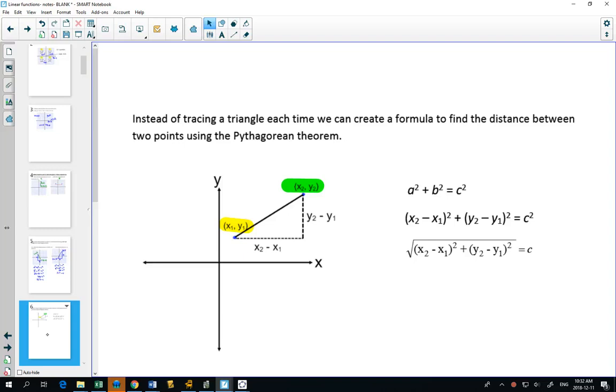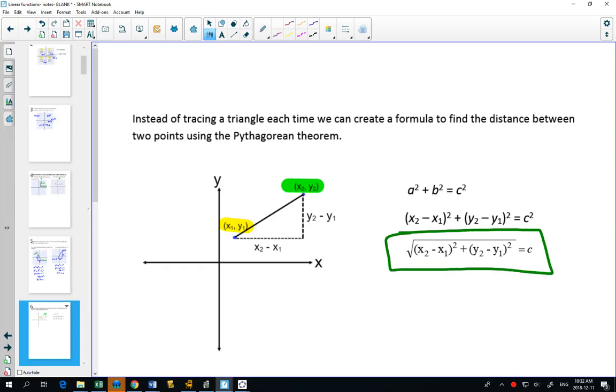How would you get c by itself? You would square root both sides. So this becomes our distance formula. Except they usually don't write c. What letter do you think they use for the distance? D. Wow. Here we go. Good save.